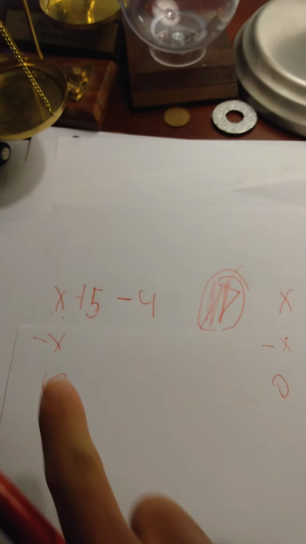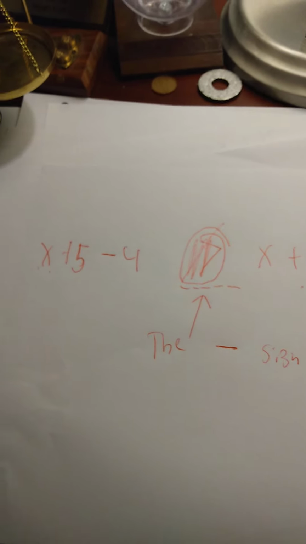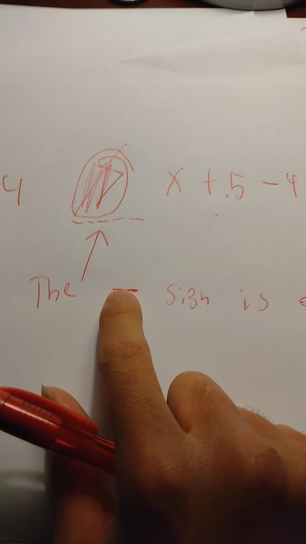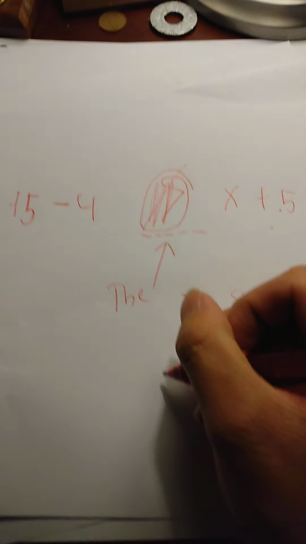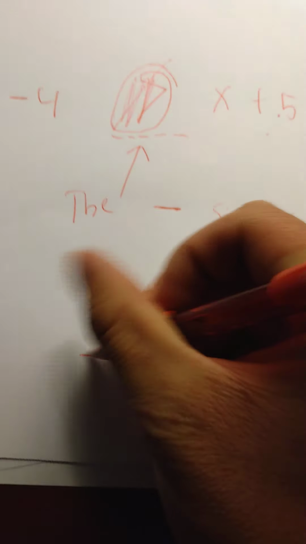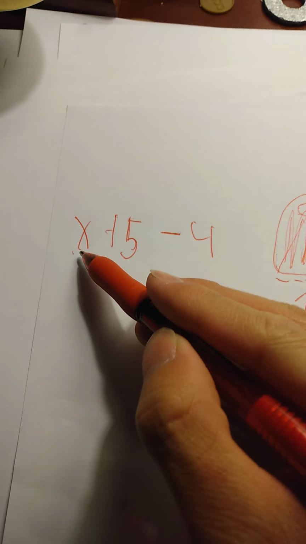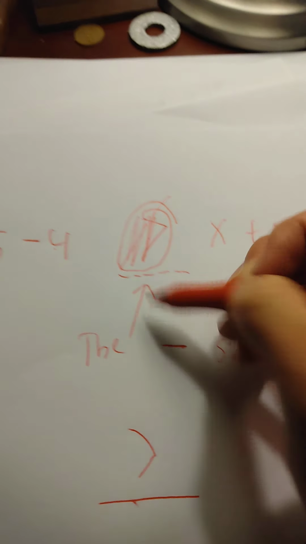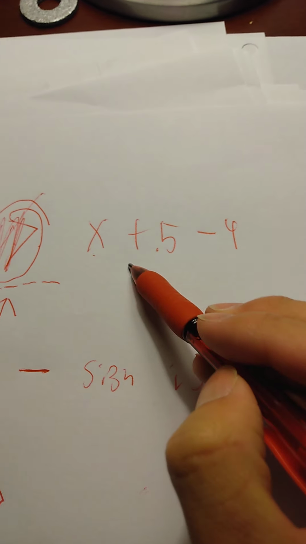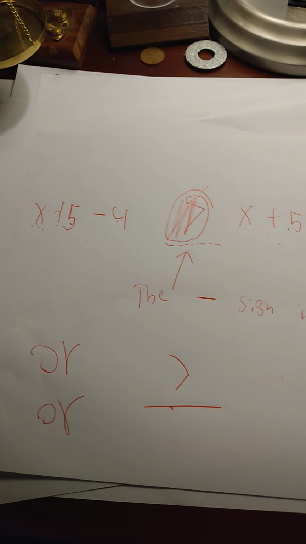But what we can do to make it true, the equal sign is missing. If we have that symbol back, and we have a line here, it would actually be true, because they're saying x plus 5 minus 4 would be greater than or equal to x plus 5 minus 4. So yeah, that would be the same thing.